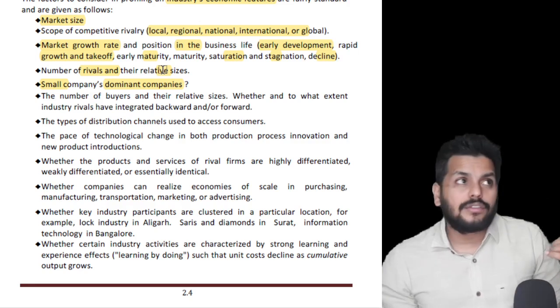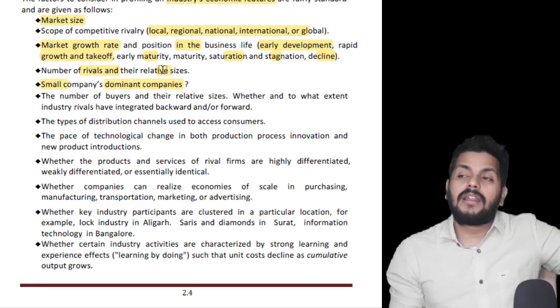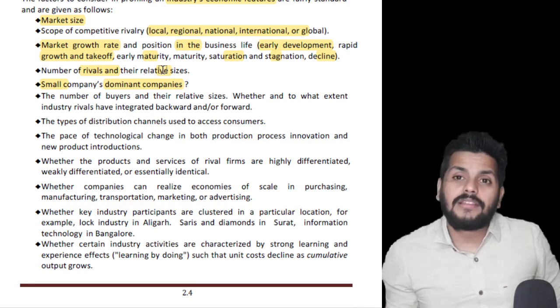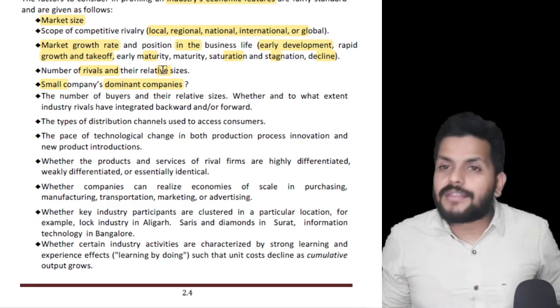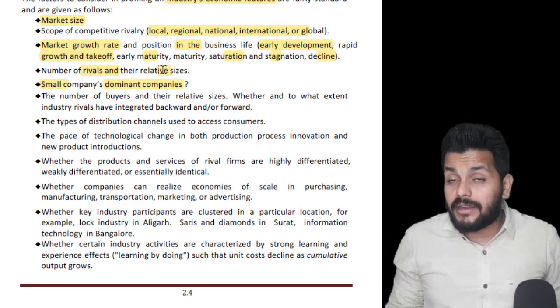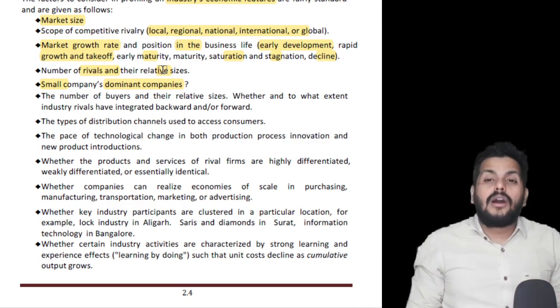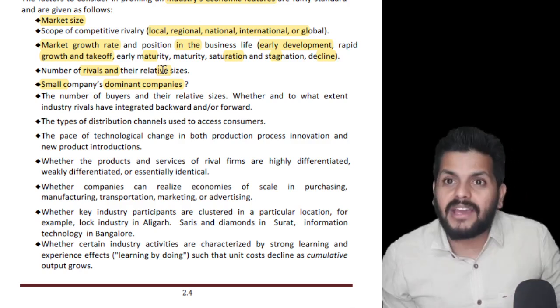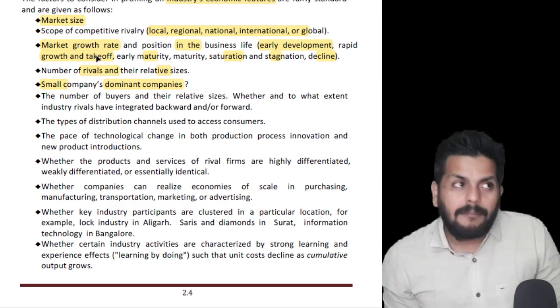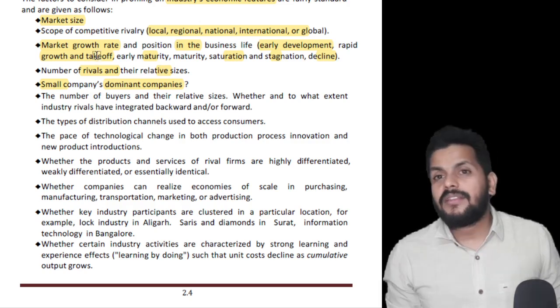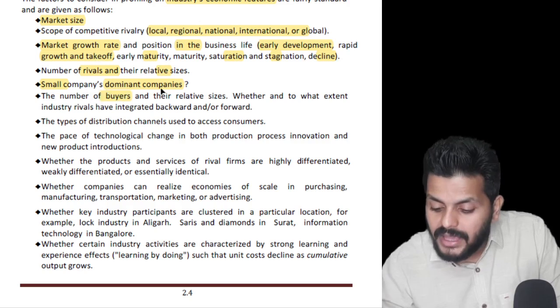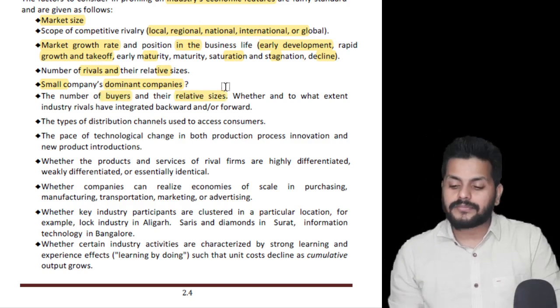Number of buyers. So you know how many competitors are there, but at the same time you should also know how many buyers are there. If many buyers are characterized in that industry, the story will be different. But if many buyers are not there, that means only a few buyers are there, and all of you are fighting for those few buyers. You compete with the same set of buyers, and that will be a challenge. So how many buyers are there? What are the relative sizes?